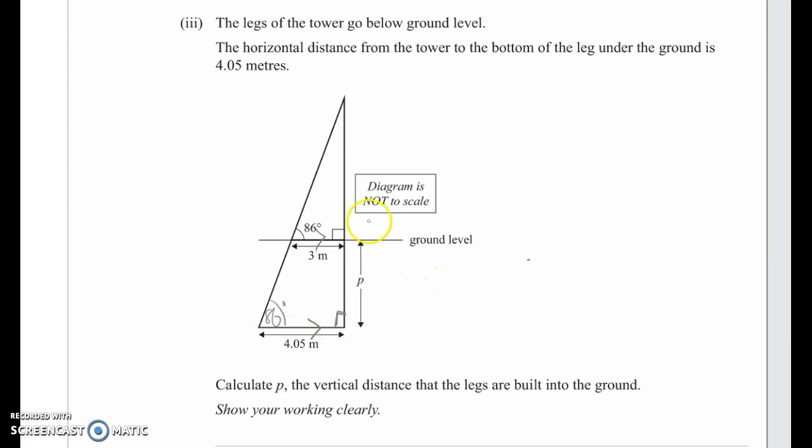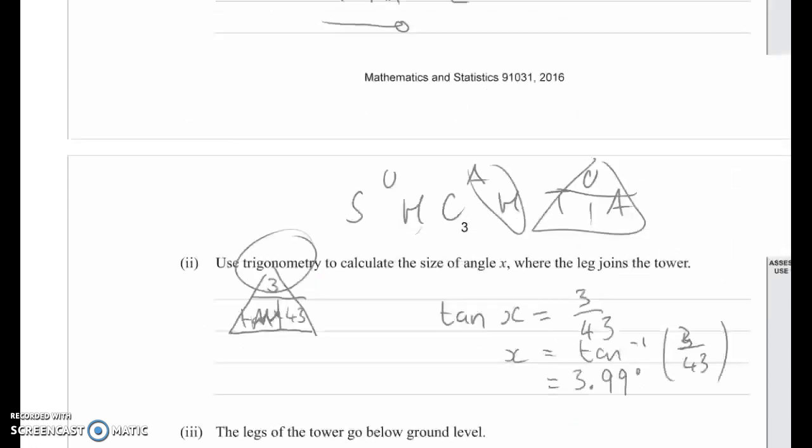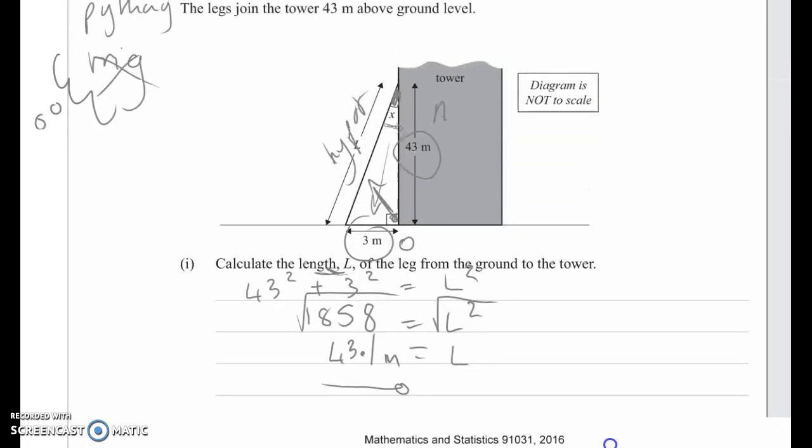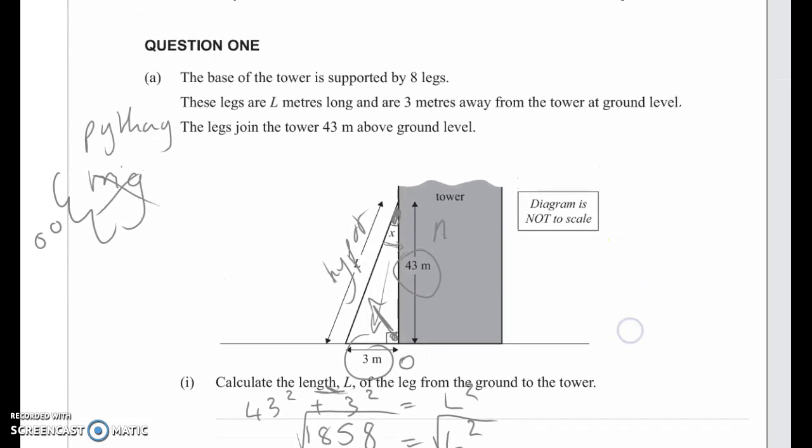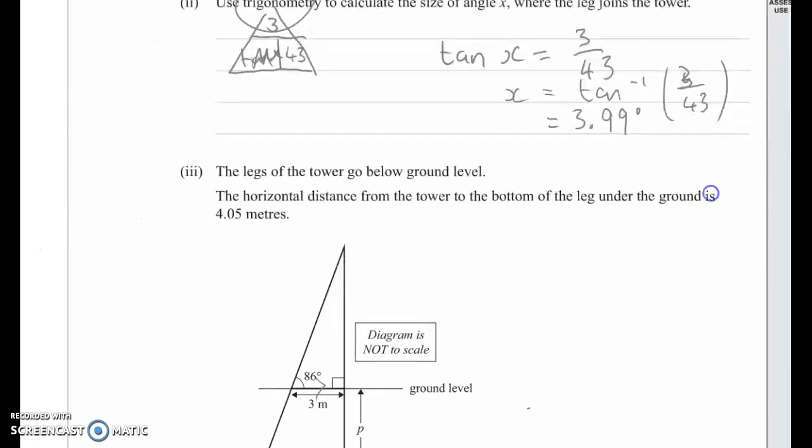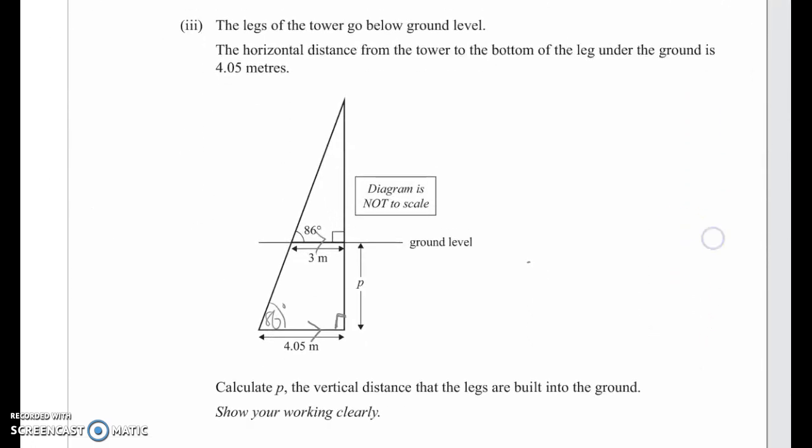Now, in here, they've given us also a hint. They've told us this 3 meters over here. Now, in our original diagram, if you remember back, if you watched the first part, this is the 3 meters that they're talking about over here. So we also know that this length is 43 meters. They haven't changed the situation. It's still the Sky Tower. So I know that that is 43 meters.